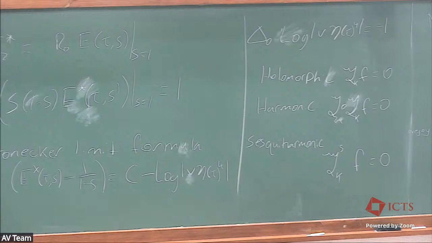E2 is not a holomorphic modular form. It's very close to it. There's a very small correction, but it's not a holomorphic modular form. E2 star is harmonic, but just barely. This Eisenstein series here is not harmonic. It's sesquiharmonic, but just barely. But it's this first taste of the broader theory of sesquiharmonic modular forms.